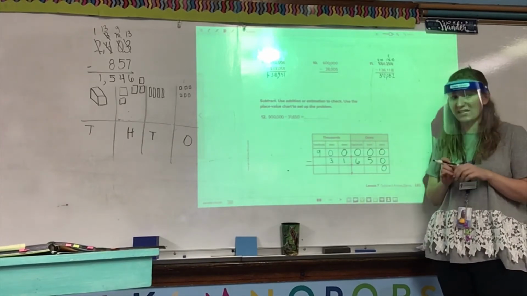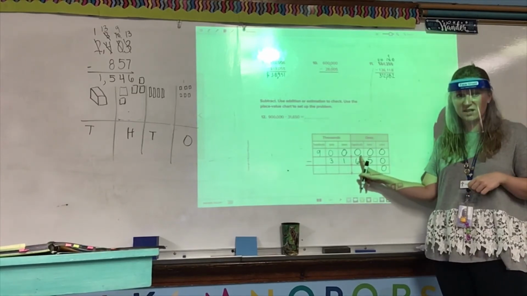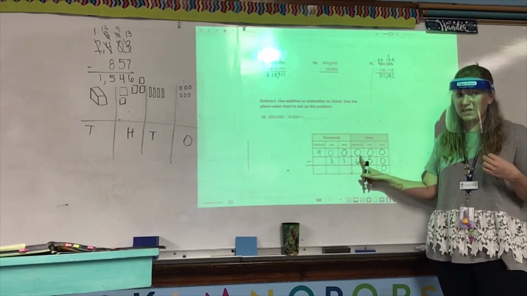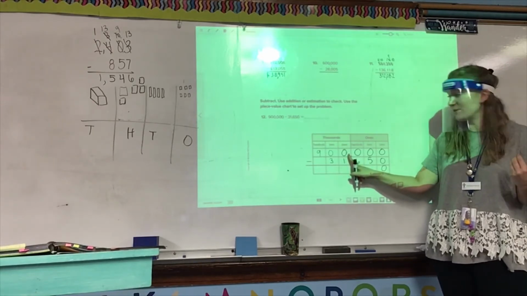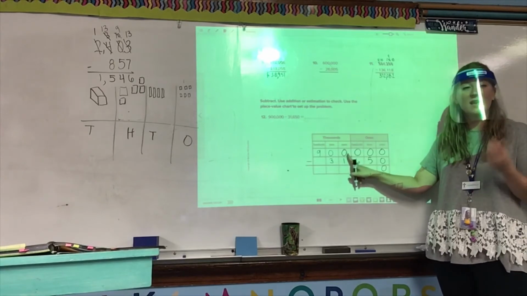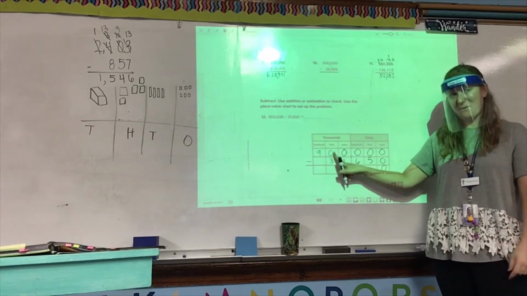Now, Cullen, step 2 is subtract the tens. I have 0 ten rods. Can I take 5 away? No. So I need to look at the hundreds to see if there's anything I can regroup. Is there anything I can regroup? No. So I need to move to the 1000s. Is there anything for me to regroup here? No. What about the 10,000s? No.